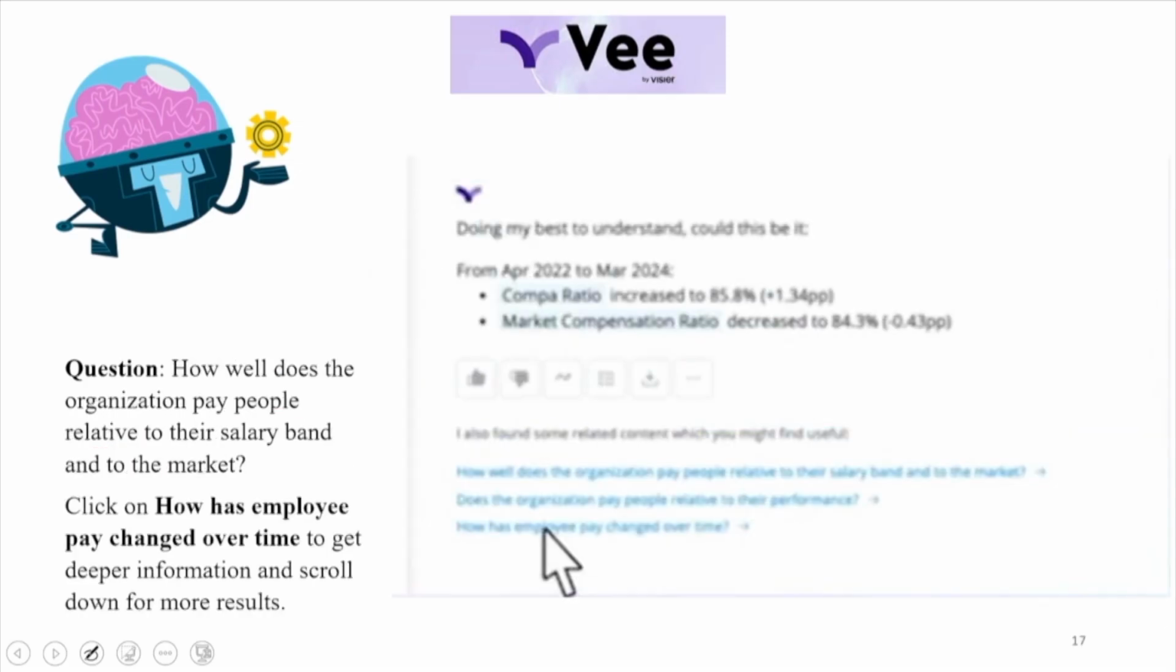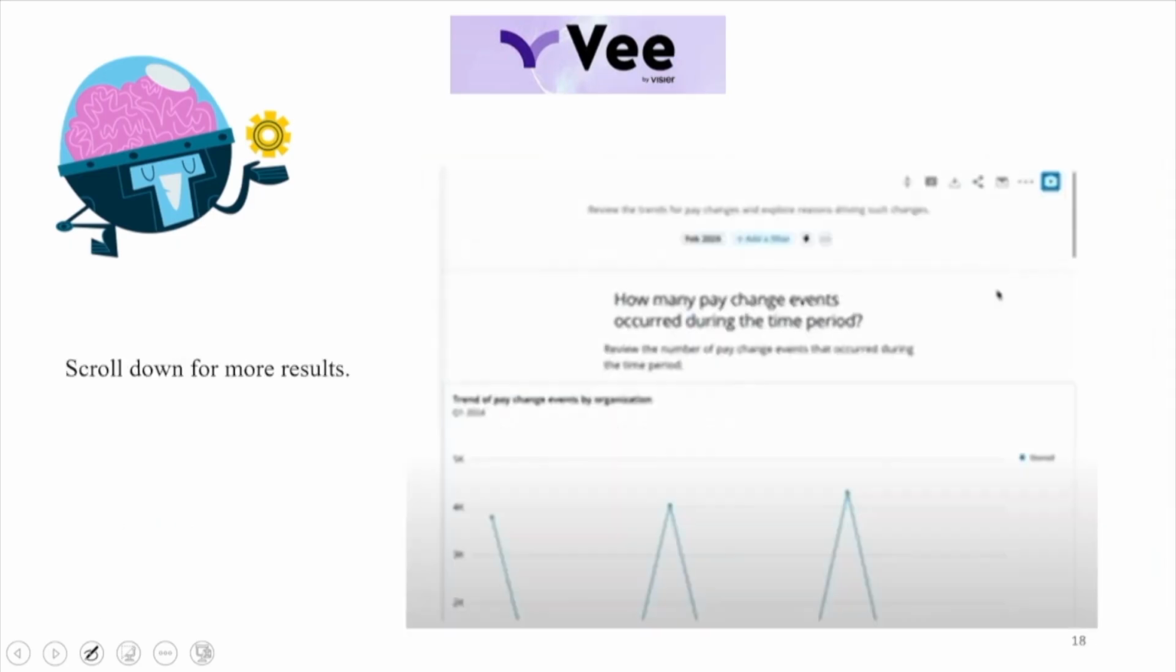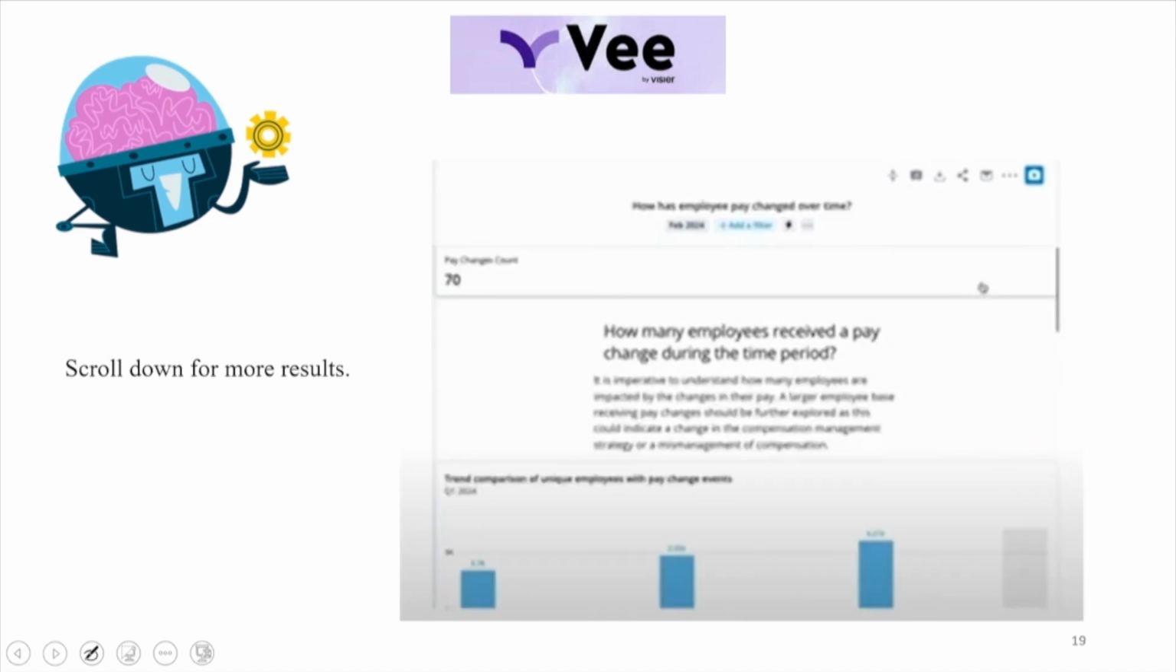You also have the possibility in V to pose questions like, how well does the organization pay people related to the salary band and to the market? So a quick comparison with the industry, that is what can be done here. How has employee pay changed over time? A very crucial piece of information. To get deeper information, you can scroll down for more results. You'll also have typical arrangements for understanding patterns, right? What is happening with respect to a particular time frame. This can also be understood from software or programs like Wiser.